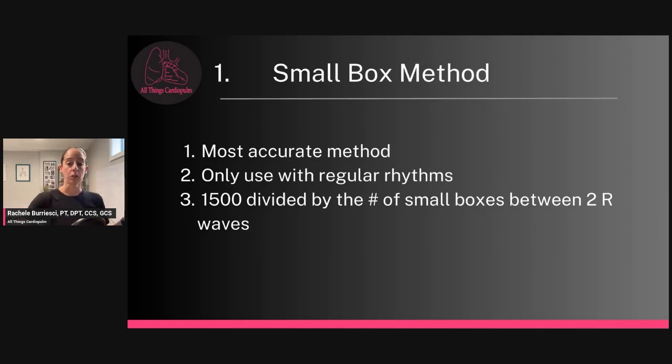Okay? So first method, small box method. This is the most accurate method. We're only going to use it with regular rhythms. And what you're going to do is you're going to take the number 1500 and you're going to divide it by the number of small boxes between 2 R waves.